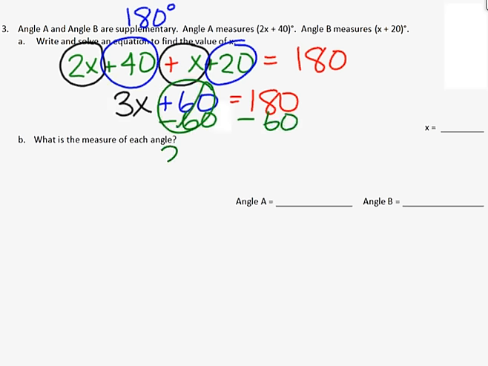So now we'll have 3x equals 120, and finally divide by 3 to get a value of x equals 40. So we can fill that in.